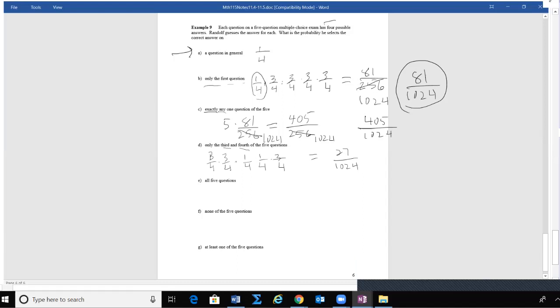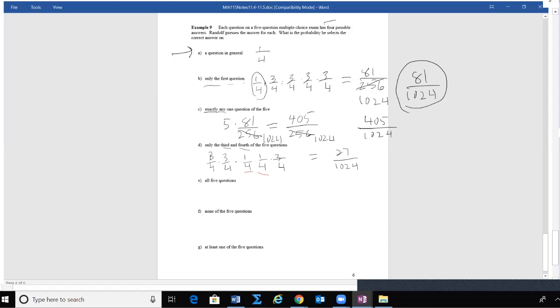Okay, let's look at this next one. See here, only the 3rd and 4th questions correct. Okay, only the 3rd and 4th questions. So, here's the 3rd and 4th right in here. They have to be correct, so there's a 1/4 probability that they will be. The other 2 questions in front, 1st and 2nd, and then the 5th question have to be wrong. Those probabilities are in place. Here's your product, and there's your final answer.